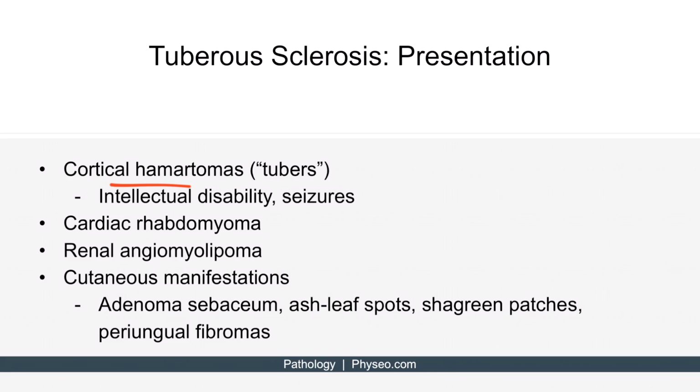There are various cutaneous manifestations that help distinguish tuberous sclerosis from other neurocutaneous disorders, and these include adenoma sebaceum, which are small nodules in a butterfly appearance around the nose and cheeks, ash leaf spots, which are hypopigmented white macules on the trunk and extremities, shagreen patches, which are flesh-colored leathery papules in the lumbosacral region, and finally periungual fibromas, which are small benign tumors that grow under or around the nails of the fingers and toes.